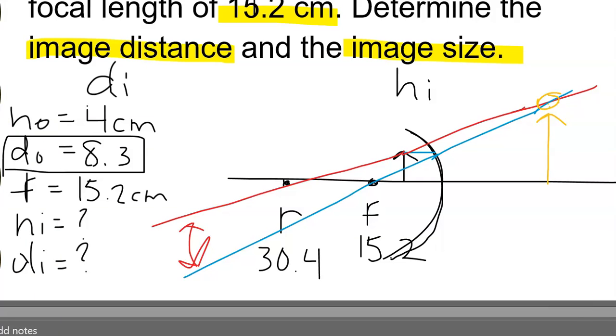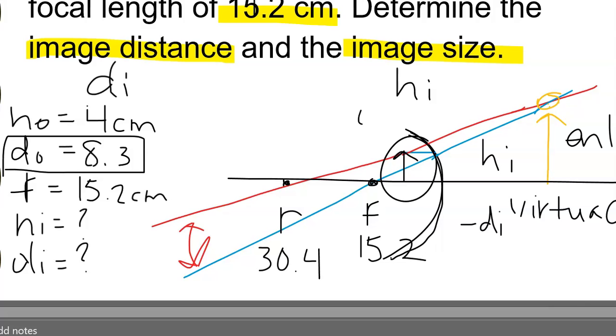All right, so my image should be virtual, which means it will have a negative DI, and it should be enlarged. So my HI, the height of my image, should be larger than my height of my object. My height of my object was 4 centimeters, and if my image is going to be enlarged and much larger than that, then it should be greater than 4.